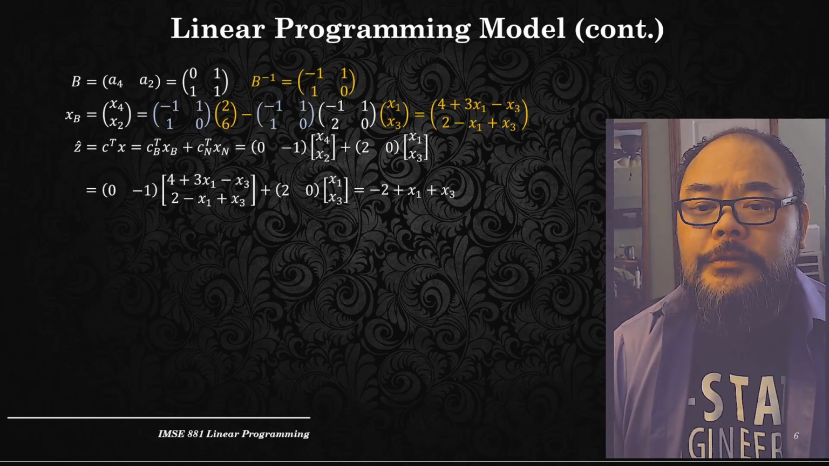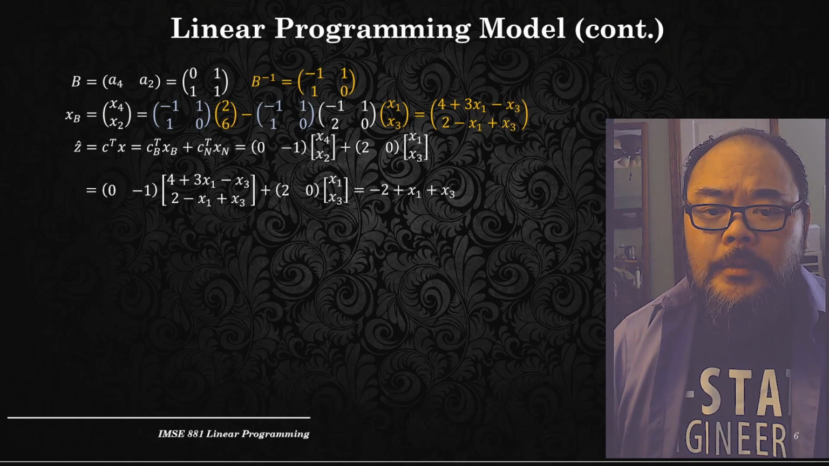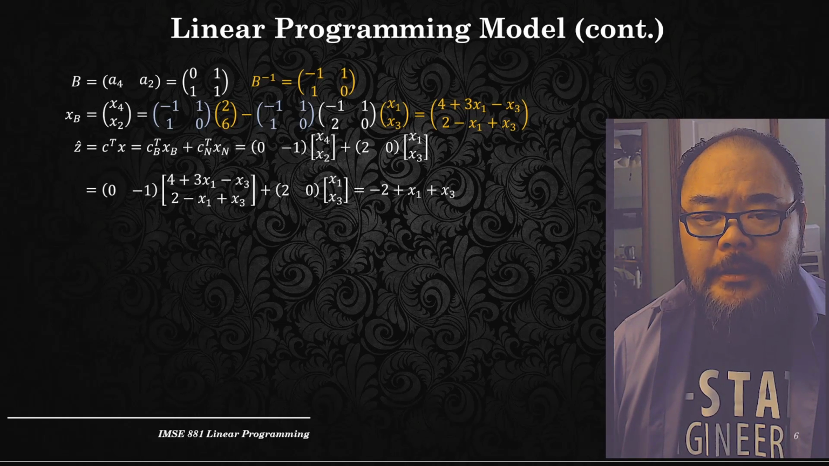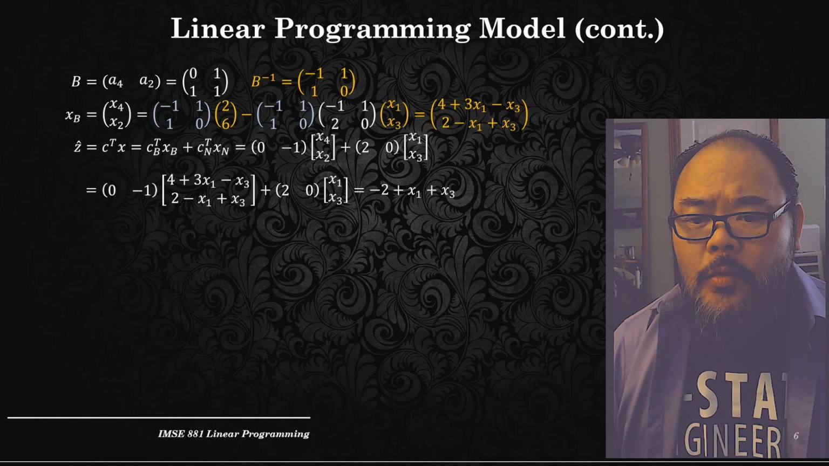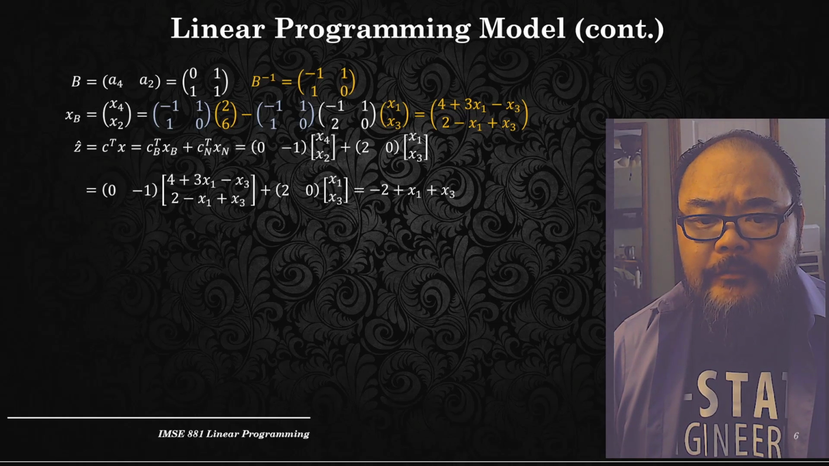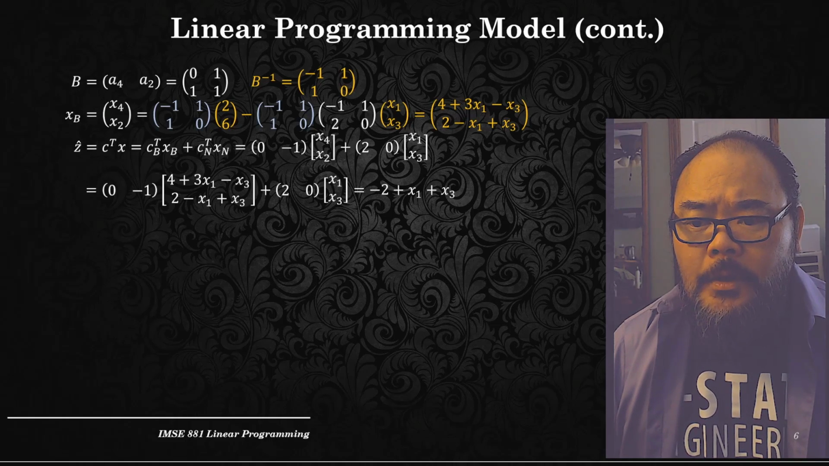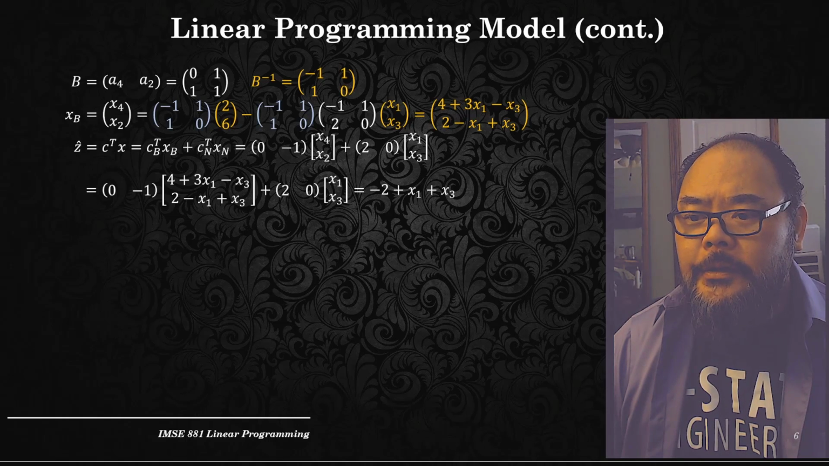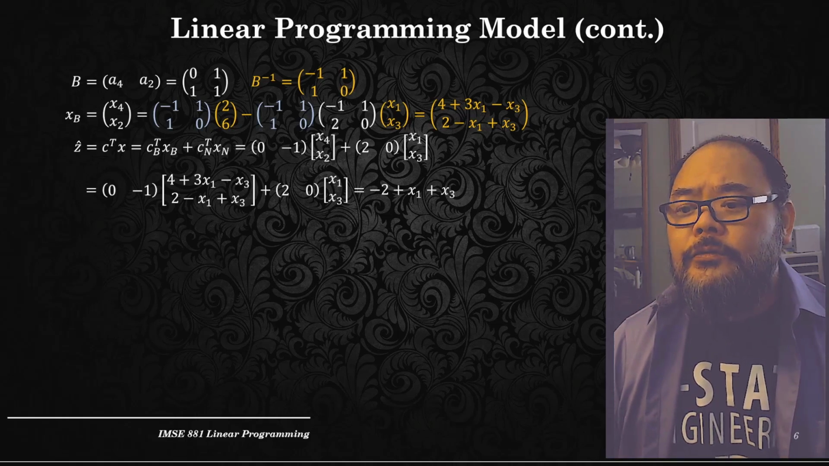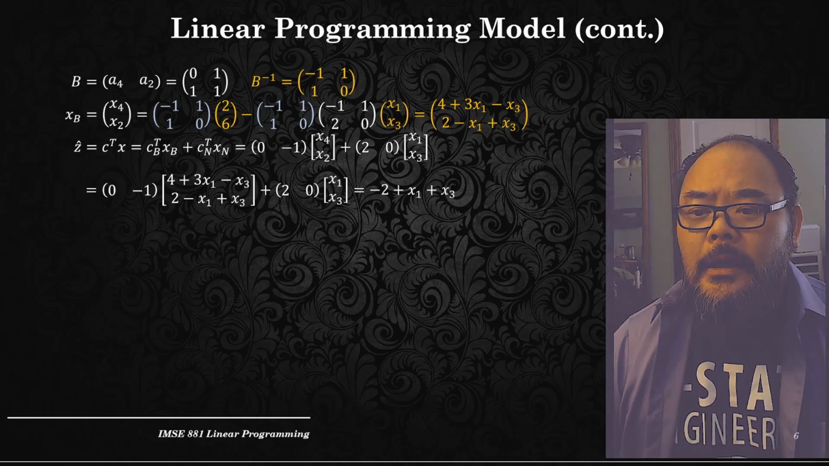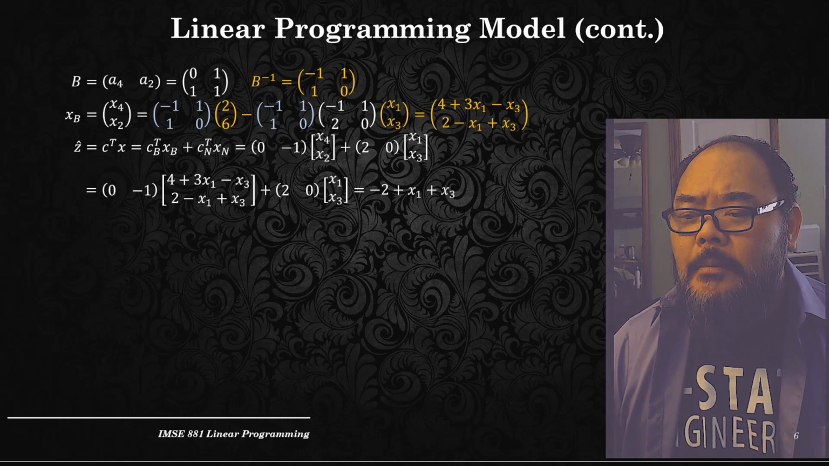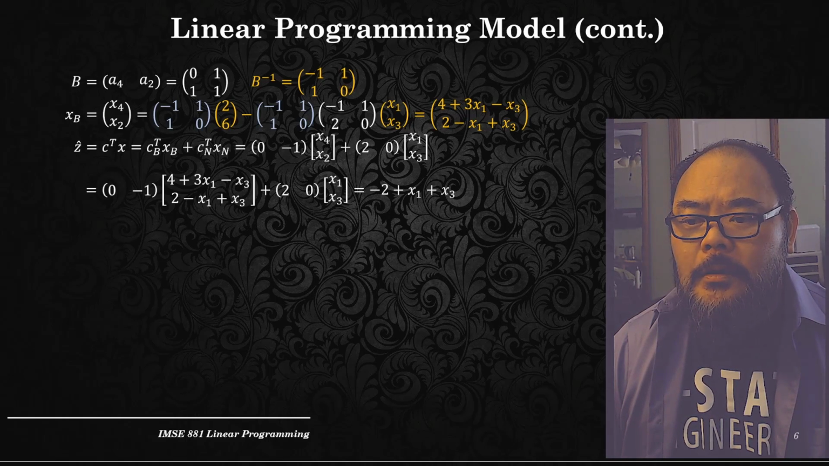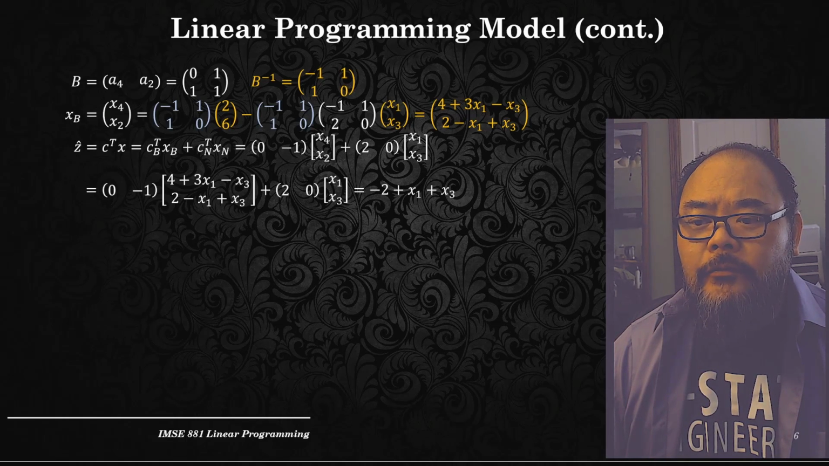We continue this iteration. We see that now the B matrix changes to A4 and A1 because A4 replaced A1 as the basis. So 0, 1, 1, 1. Calculate the corresponding B inverse, negative 1, 1, 1, 0. We can recalculate the new basic variables x4 and x2 using B inverse times b, and B inverse times N times xN. So xN now is x1 and x3. So we can represent the current basic solution as x4 equals 4 plus 3x1 minus x3, and x2 equals 2 minus x1 plus x3. x1 and x3 currently take the value of 0, so this part is actually 0. So the current solution is 4 and 2.